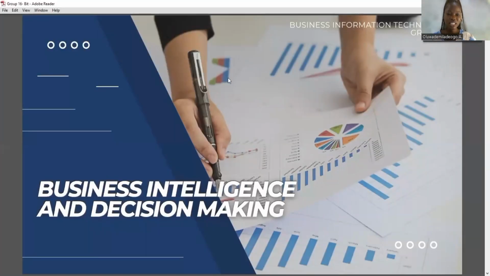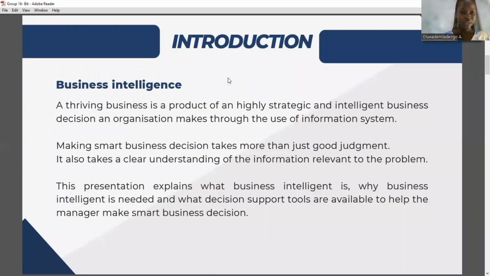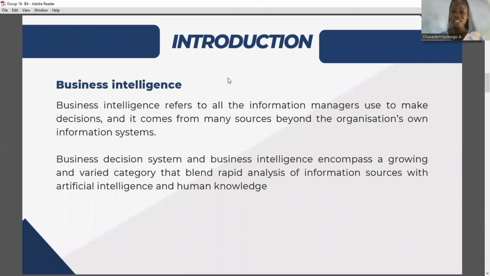Explaining to you the meaning of business intelligence and the levels of decision making. What is business intelligence? Business intelligence refers to information the manager uses to make decisions, and it comes from different sources beyond the organization's own information system, from both internal and external sources. It encompasses data mining and business analysis. Basically, business intelligence is all about getting information from different sources and using it to make the best decision for the company.